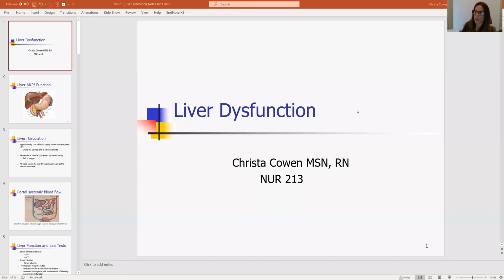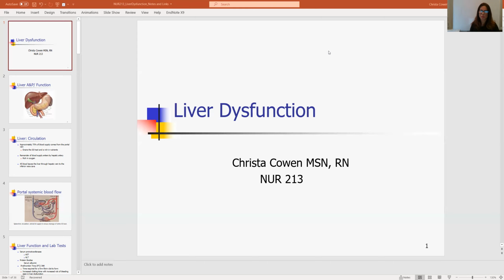We'll start this section by going over the A&P of the liver, which is a big part of liver disease. And then we will talk about the different parts of how the liver starts to break down. We'll talk about cirrhosis, esophageal varices, hepatic encephalopathy, liver cancer or hepatocellular carcinoma, and then we'll go into the different types of hepatitis. So this is a really big section.